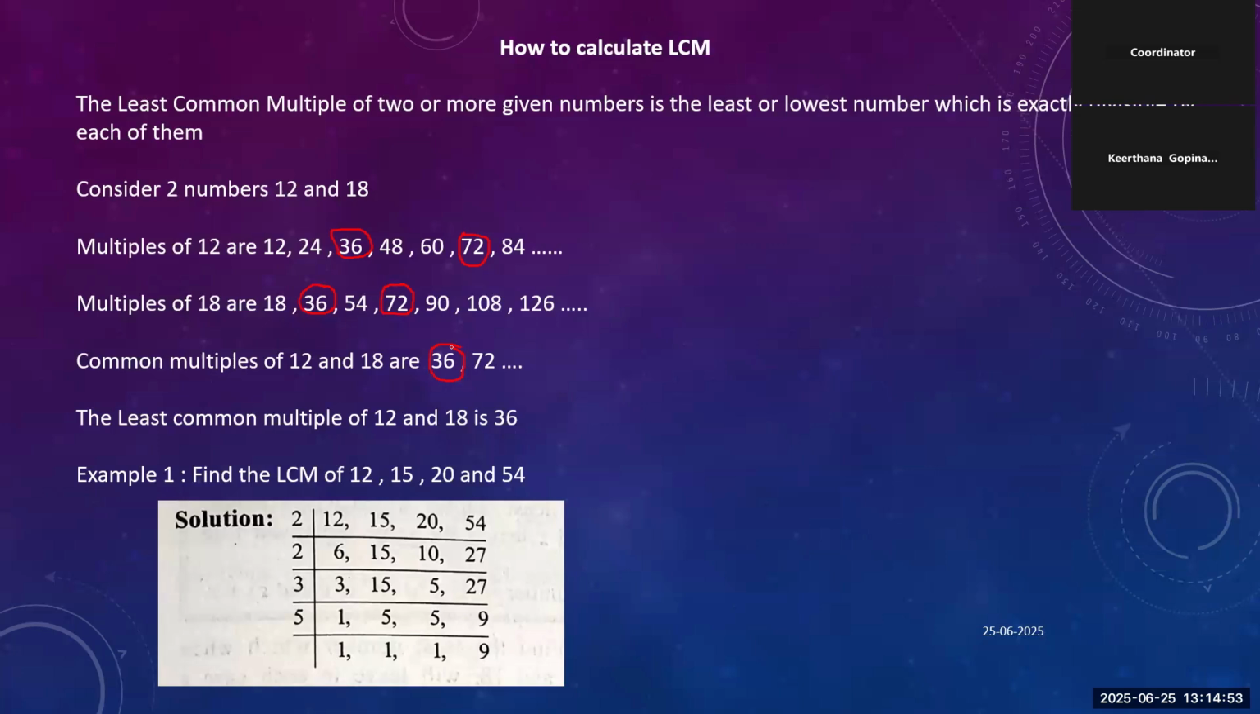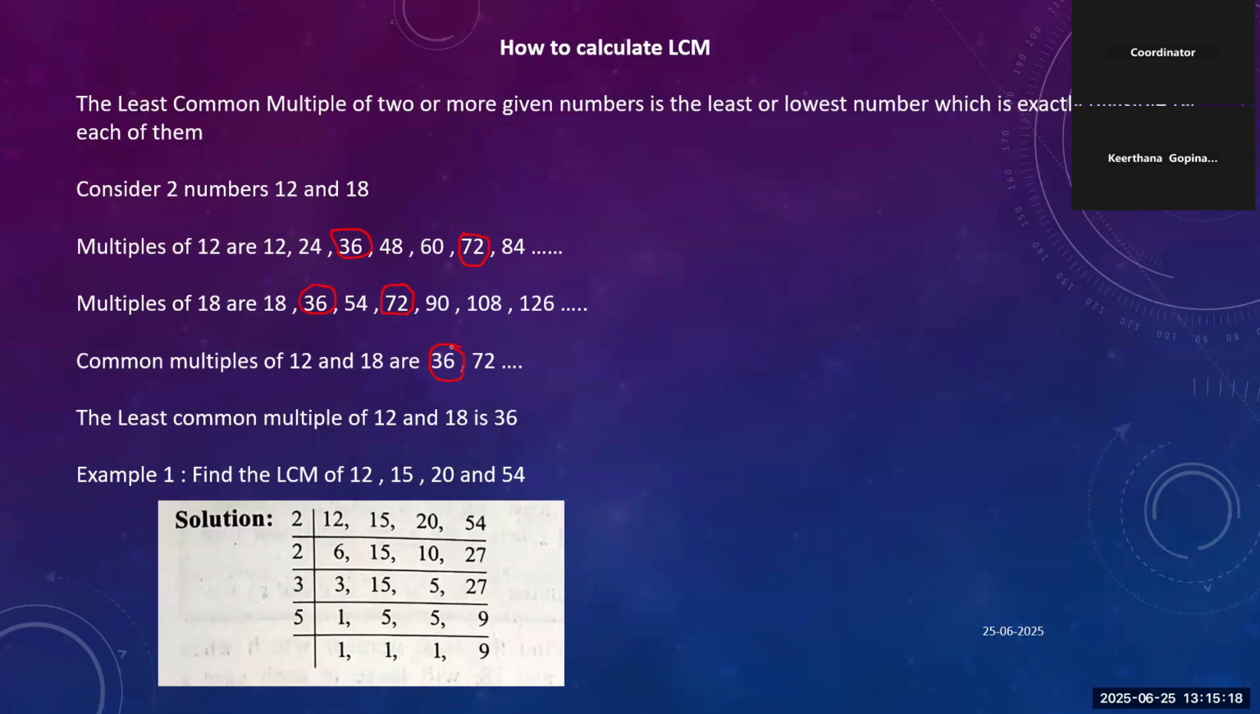Whatever is not divisible is brought down just like that. There is no change done. And again, there are two even numbers, so again divide by 2. 6 divided by 2 is 3. 15 is still not divisible by 2, so again brought down just like that. 10 divided by 2 is 5. 27 not divisible by 2, so bring it down just like that.